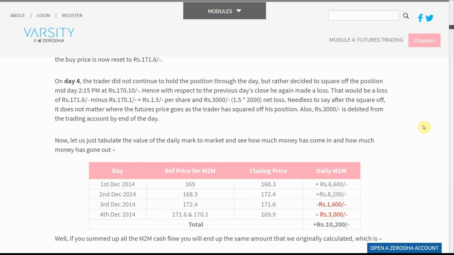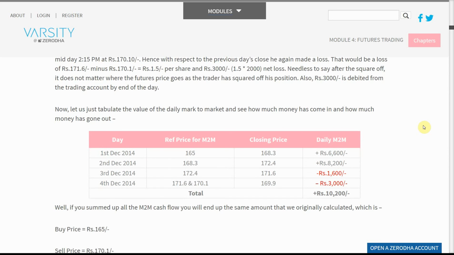Now, let us just tabulate the value of the daily mark-to-market and see how much money has come in and how much money has gone out. Day, reference price for M2M, closing price, daily M2M. The 1st of December 2014, 165, 168.3, plus 6,600 rupees. The 2nd of December 2014, 168.3, 172.4, plus 8,200 rupees. The 3rd of December 2014, 172.4, 171.6, minus 1,600 rupees. The 4th of December 2014, 171.6, 170.1, minus 3,000 rupees. Total plus 10,200 rupees.